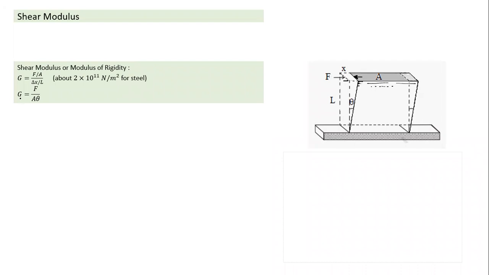And shear force, and that's the... so delta x by L is called shear strain. Delta x and L are in mutually perpendicular directions. Hence, I can write the shear strain in terms of theta. So shear modulus is equal to force by A divided by theta. This is the expression for shear modulus.